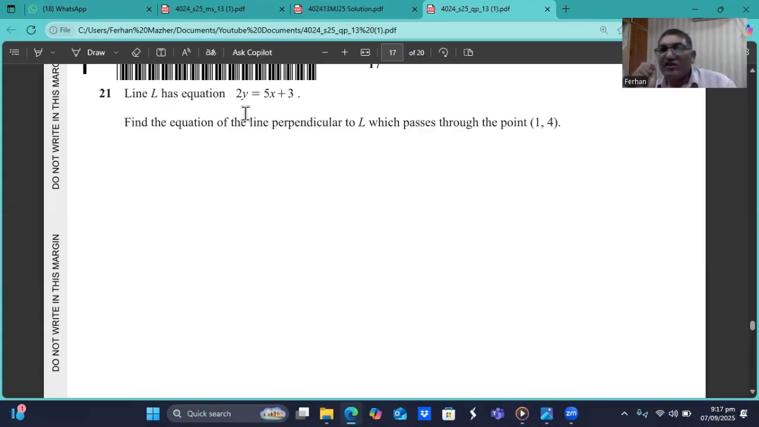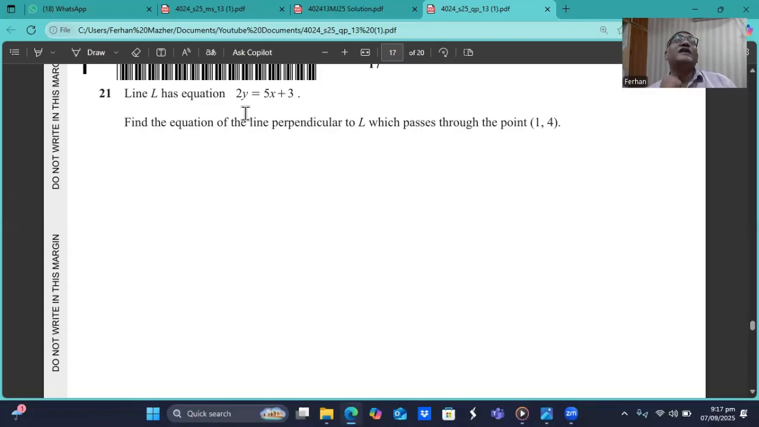Once you know the gradient of L, we will find the gradient of the perpendicular to that line. You reciprocate the gradient of the line L and change its sign. That will be the gradient of the perpendicular. Then I will use the gradient of that perpendicular and the point (1, 4) on which the perpendicular lies.